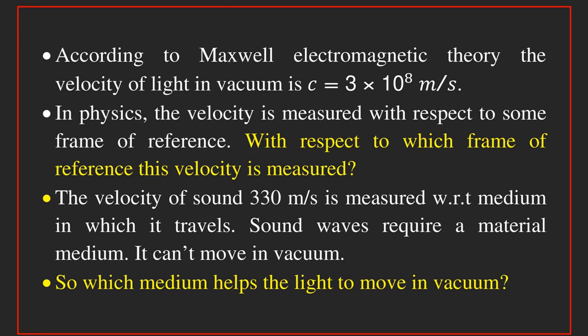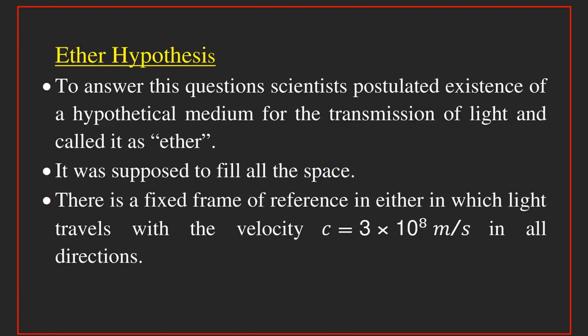It is a similar case with water waves, which move on the surface of water. And in a stretched string, the waves move along that string. In every case, some quantity is varying, and that varying quantity is supported by a medium. So another question arises here: which medium helps the light to move in vacuum, because vacuum is nothing? So this was a problem in front of the physicists after the publication of Maxwell's electromagnetic theory.